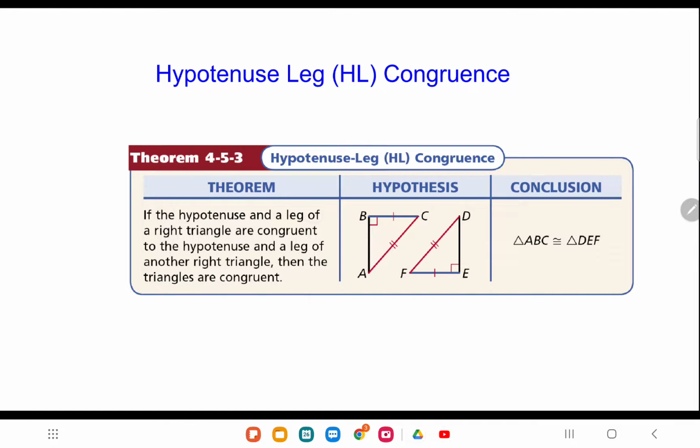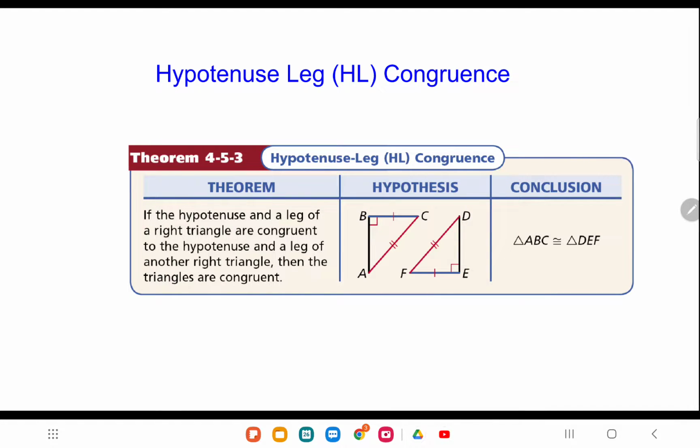Our last type of congruence is hypotenuse leg. This proof will be done as a separate video and is available in the Google Classroom. It states that if you are given a right triangle and you know that the hypotenuse and one of the legs are congruent to the hypotenuse and leg of another right triangle, then the two triangles are congruent. And as we can see here, triangle ABC is congruent to triangle DEF.